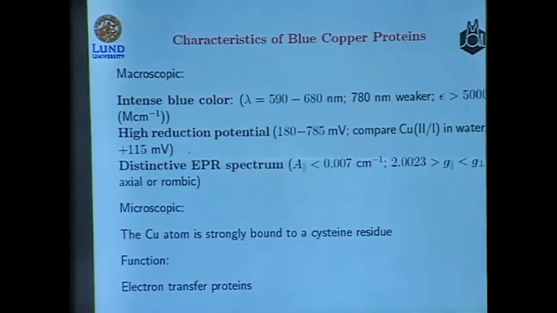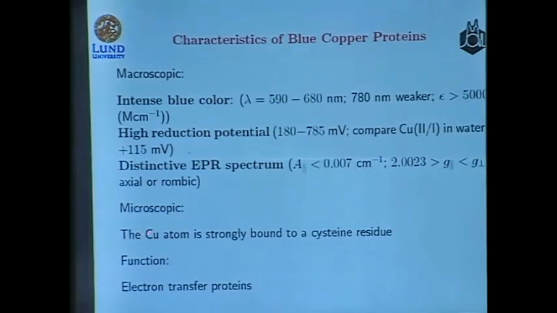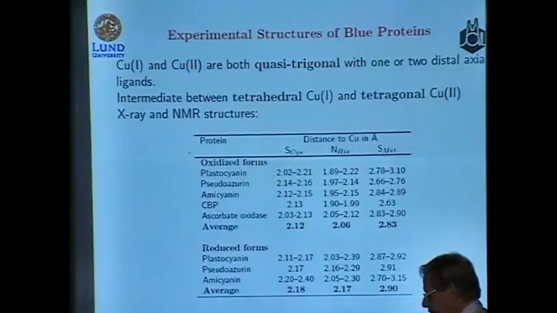This doesn't fit with a normal copper 2 ion, 4 coordinated. And actually the copper atom is strongly bound to a cysteine residue, and this is a key feature here. The function is that it's an electron transfer protein, as I already said. But it has a very strange structure. It is trigonal, both in the copper 1 reduced and in the oxidized form.